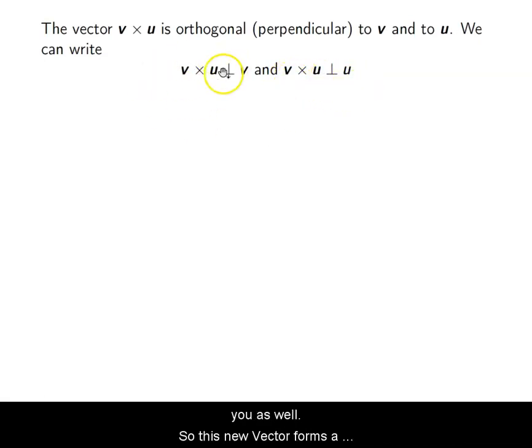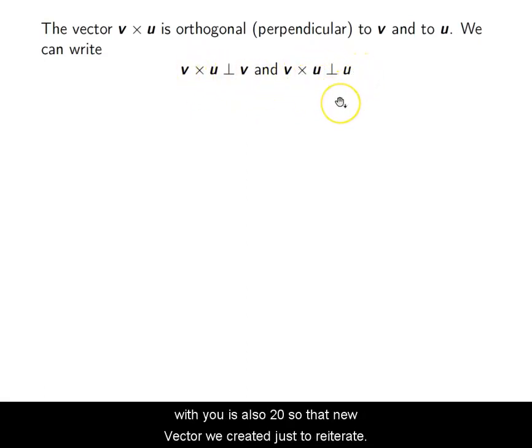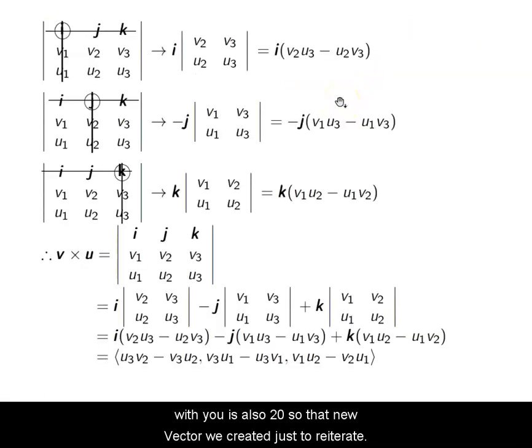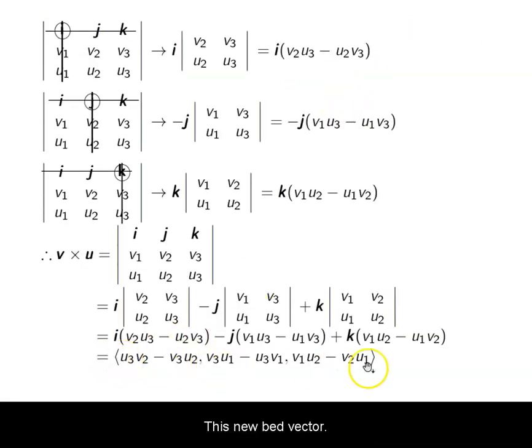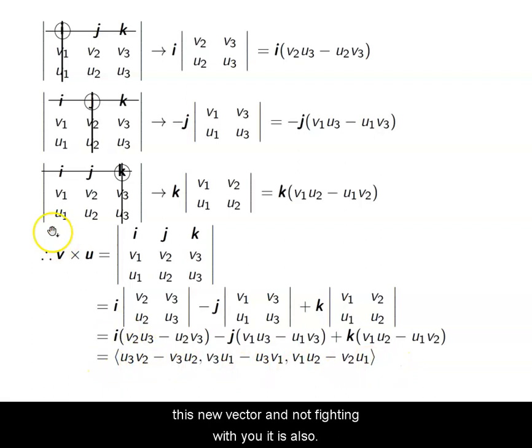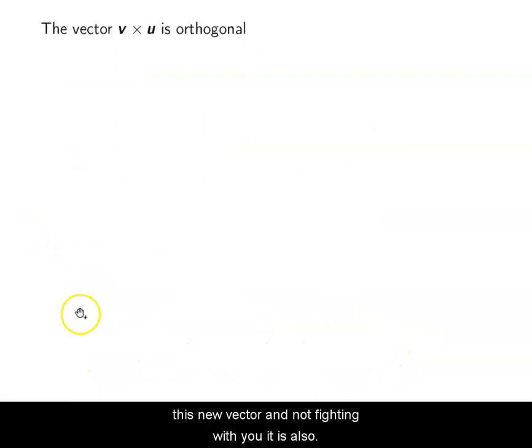Okay, so this new vector forms a right angle with v, and it forms a right angle with u. So the dot product of this with v is 0, and the dot product of this with u is also 0. So that new vector we created, just to reiterate, if I dot product it with v is 0. If I take this new vector and dot product with u, it is also 0.